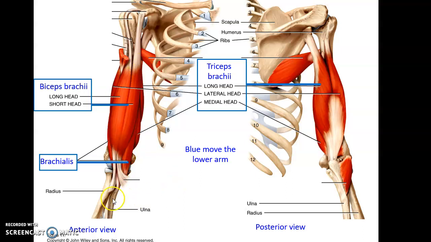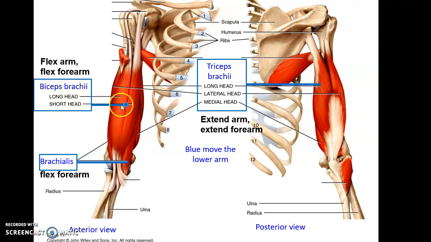All right, in the arms, we have on the anterior view here, the biceps brachii muscle. And underneath that, deep to that, is the brachialis muscle. And then on the posterior side, we have the triceps brachii. So biceps brachii will flex the arm at the shoulder joint and also flex the forearm at the elbow joint. Brachialis only crosses one joint, the elbow joint, so it only flexes the forearm. Triceps brachii also crosses two joints, so it can extend the arm at the shoulder joint or extend the forearm at the elbow.